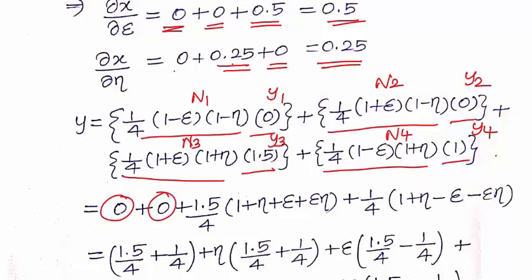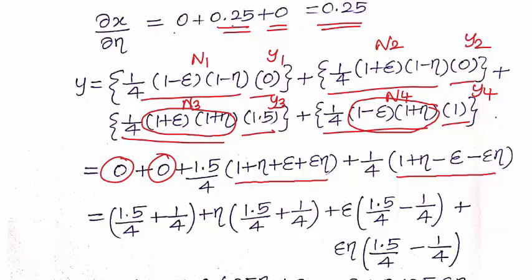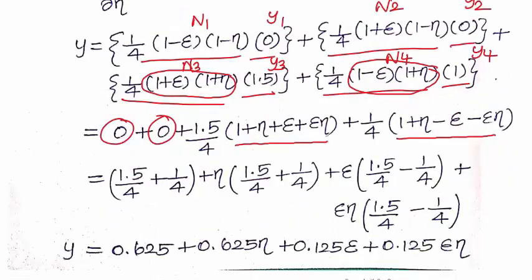Okay. In the third term, we can expand this 1 plus epsilon into 1 plus eta as 1 plus eta plus epsilon eta. In the fourth term, we can expand this 1 minus epsilon into 1 plus eta term as 1 plus eta minus epsilon eta. Okay. In the next step, we can group the constant values and the coefficients of eta, epsilon and epsilon eta. We can get the simplified expression for y coordinate position as 0.625 plus 0.625 eta plus 0.125 epsilon plus 0.125 epsilon eta, from which we can calculate the values of dou y by dou epsilon and dou y by dou eta.